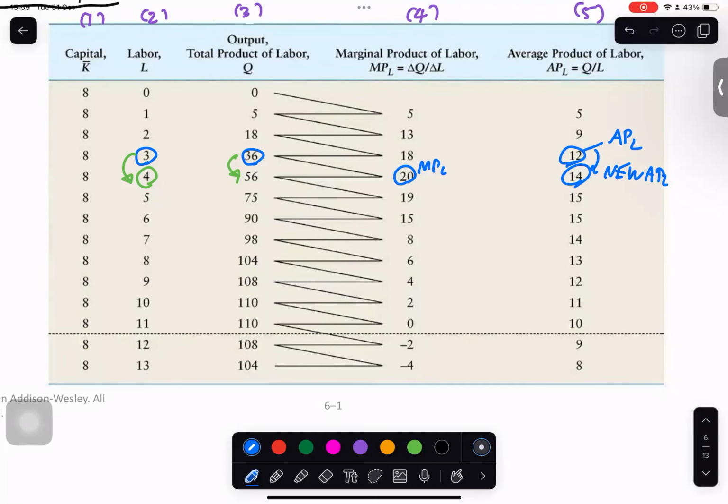Output per worker increases. The reason is adding Mr. 4, which gives MP equal to 20. When marginal is higher than average, the result is that average is pulling up. One more time, add Mr. 5 in. MP is 19. 19 is higher than 14, the current average. And then the new average is pulling up again. So this is the relationship between marginal and average.